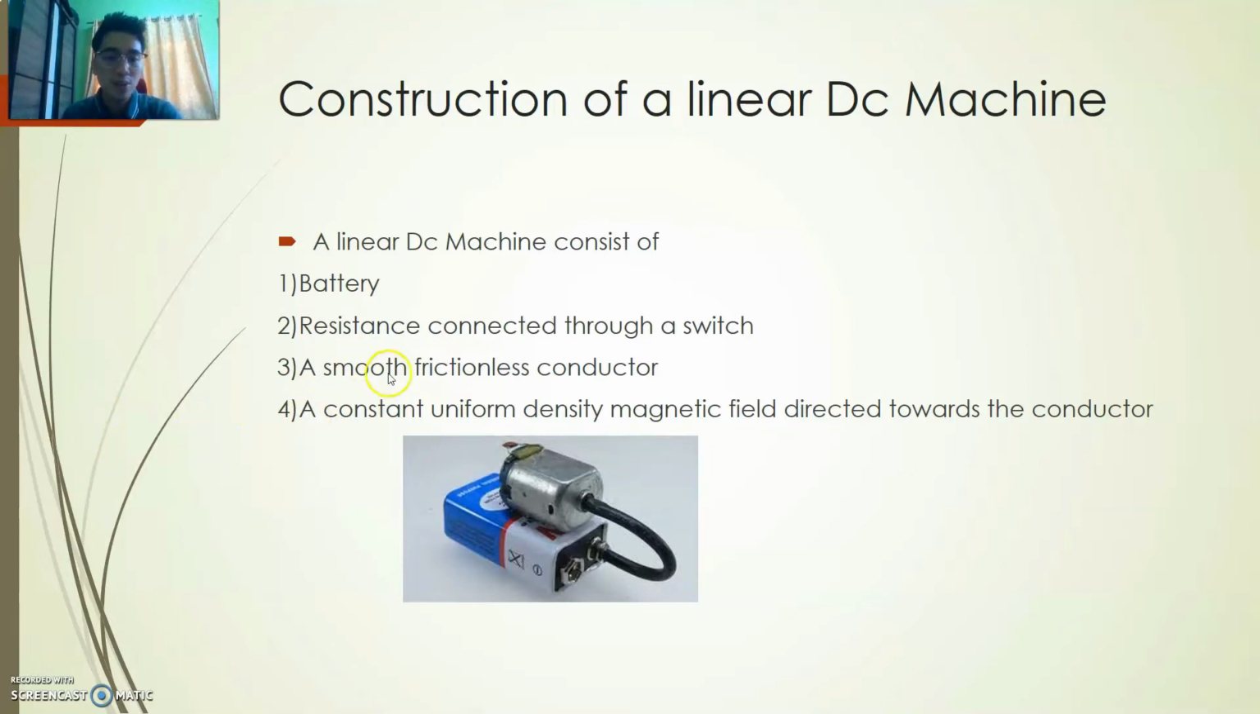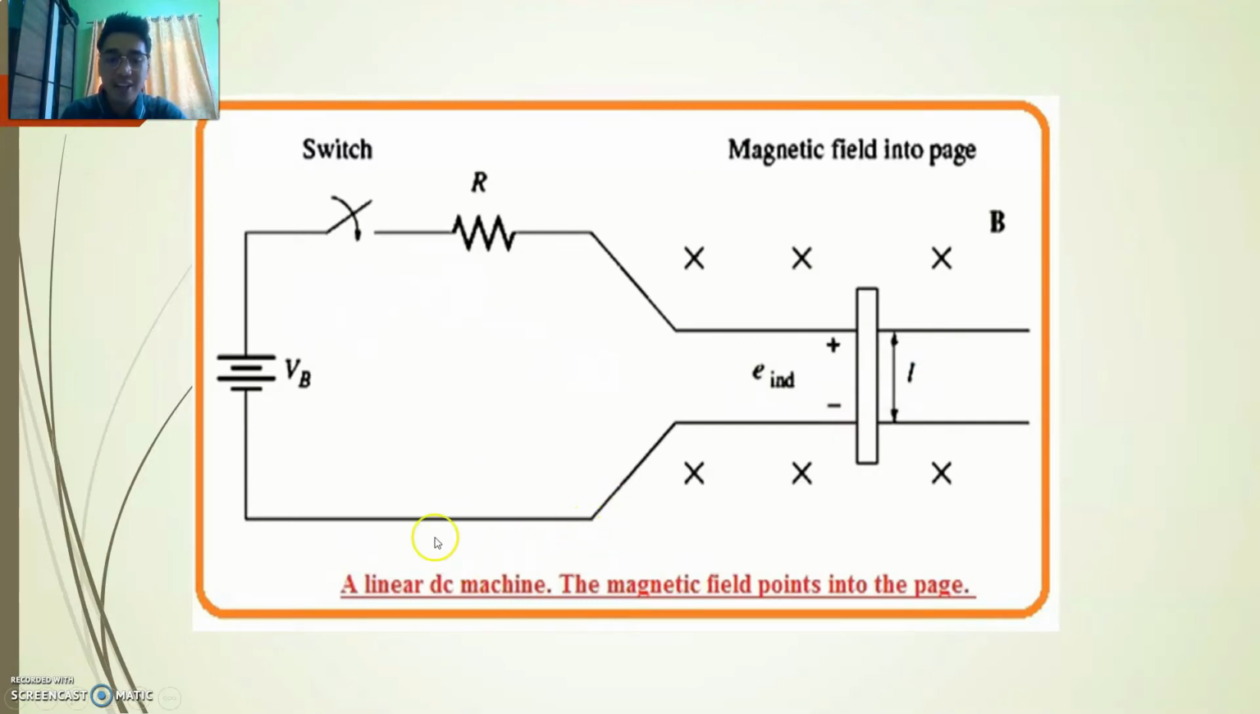A small frictionless conductor is placed in a constant magnetic field. In that vicinity, the conductor is placed. So the diagram looks like this. This is the supply voltage, the battery. This is the switch connected to a resistor. This is the conductor of length l, which is placed in a magnetic field of flux density B.